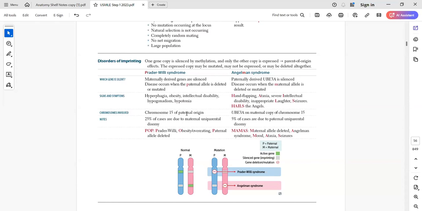They asked me what genes are silenced in Prader-Willi syndrome? And the answer was maternally derived. Okay, so remember that. It's a very tricky question, but that's how they ask the question.